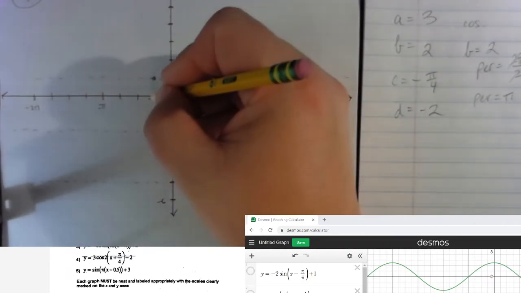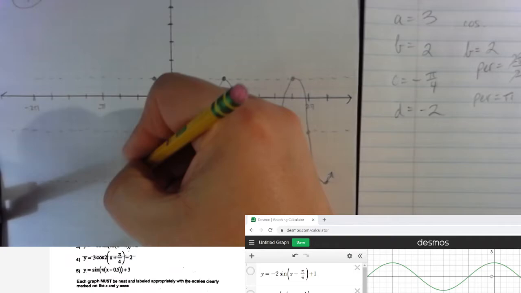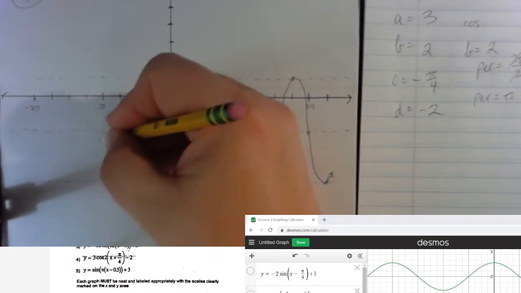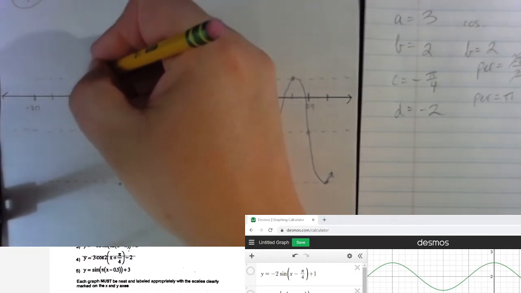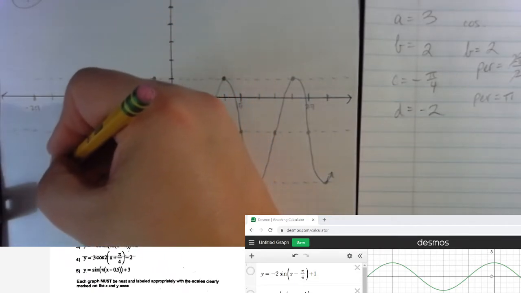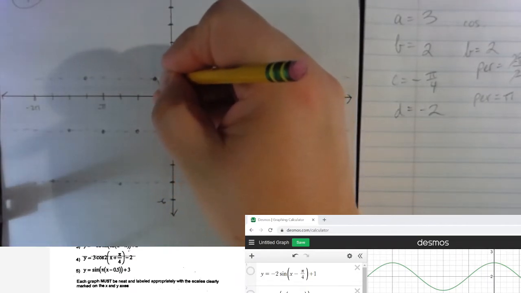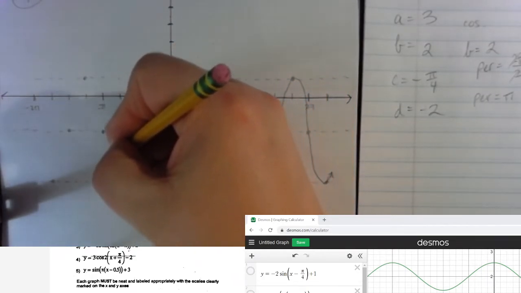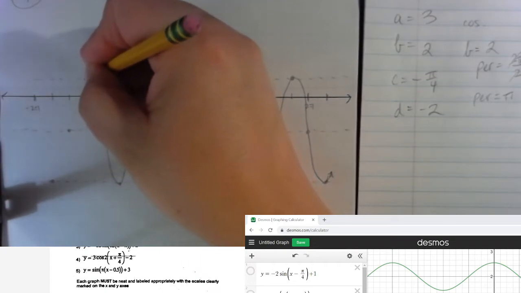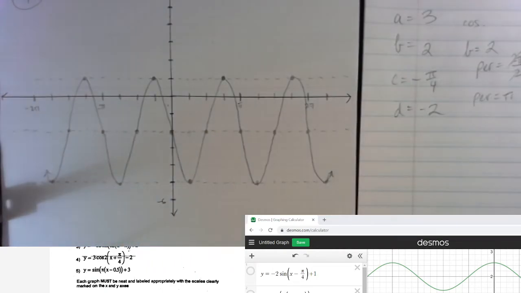And let's see, we could go this way for a while too. So I'm going to have a node there and a minimum there and a node again here and a maximum here and a node there and a minimum there. And I'm ready to draw. This one's actually kind of not very good. We'll take it though. There we go.